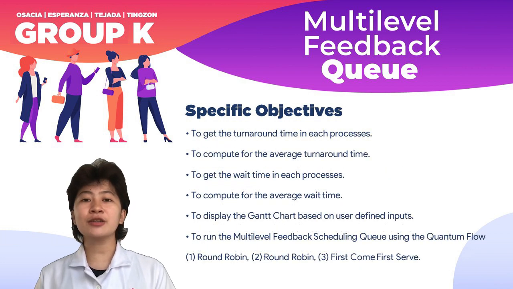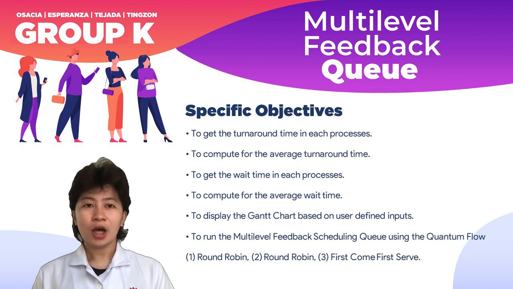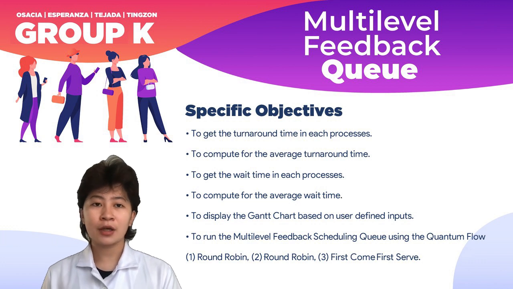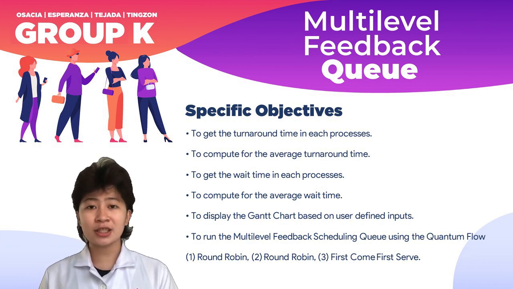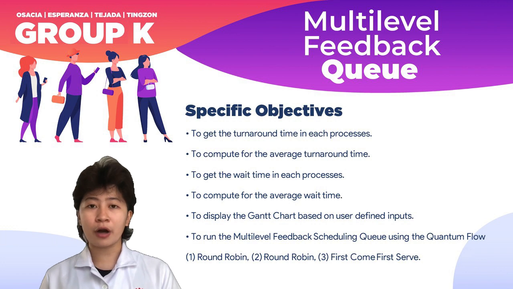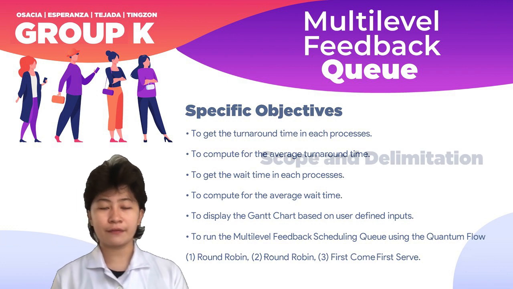To compute the average turnaround time, to get the wait time of each process, to compute the average wait time, to display the Gantt chart based on user-defined inputs, and to run the multi-level feedback scheduling queues using the quantum flow, round robin, and first come first serve.